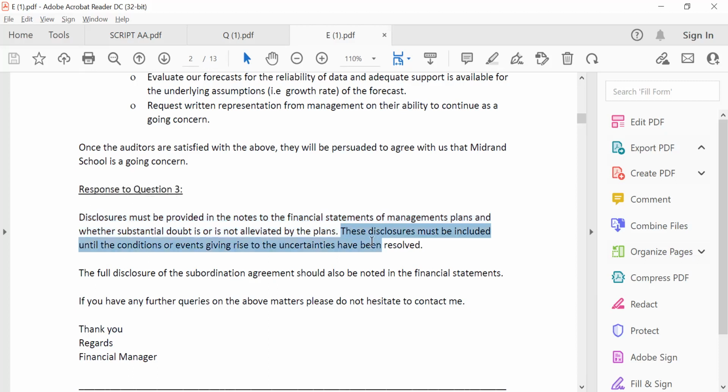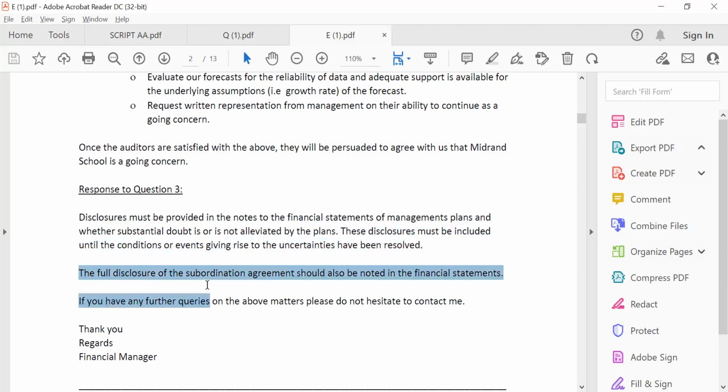That is not clear. These disclosures must be included until such events or conditions that give rise to the uncertainty have been resolved. Okay, again, what type of information are you looking for in the financial statements? Where is it going to be? That disclosure is really not clear for this particular response.